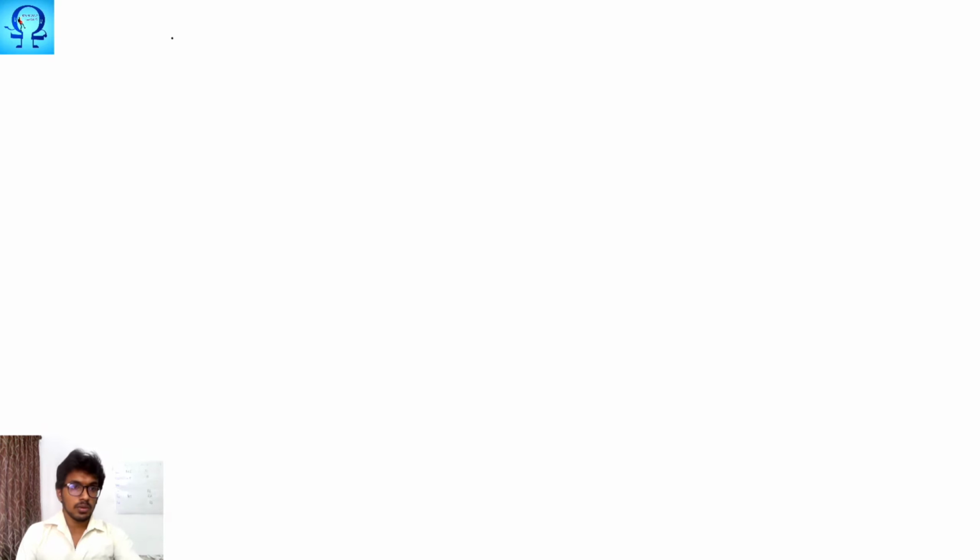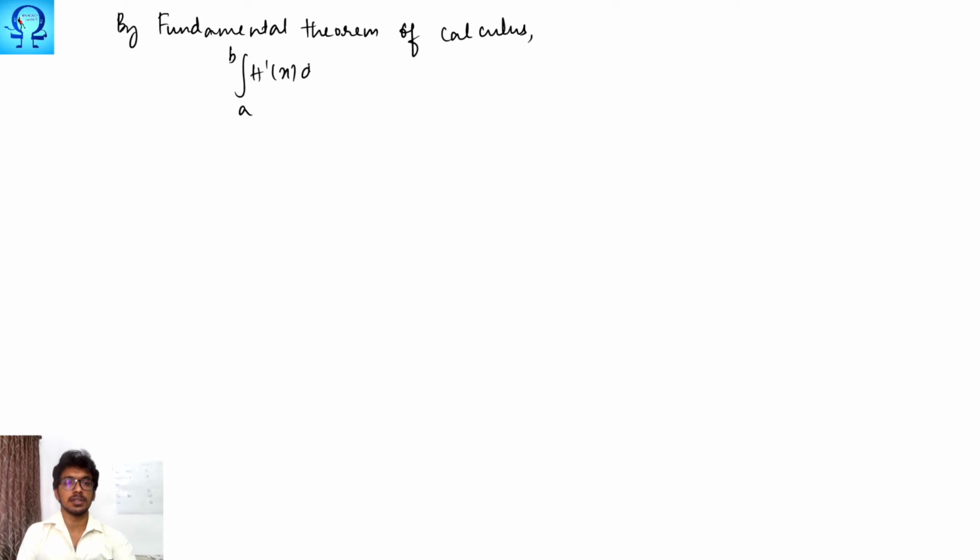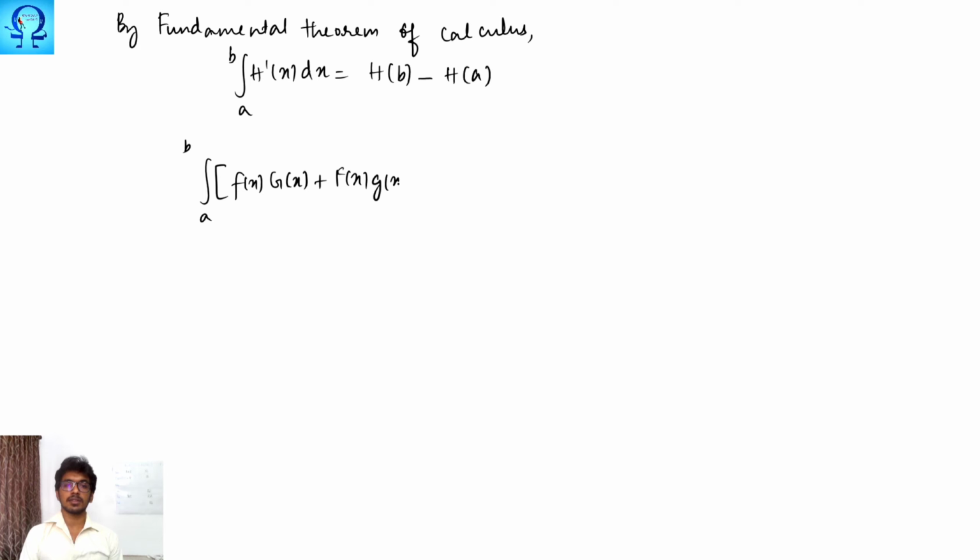Fine. Now we are going to make use of the fundamental theorem of calculus. By the fundamental theorem of calculus, the integral from a to b of h prime of x dx is what? It is h evaluated at b minus h evaluated at a. What is h prime of x? This is the integral from a to b of small f of x G of x plus big F of x small g of x dx, and h is F multiplied with g, so this is F of b g of b minus F of a g of a.